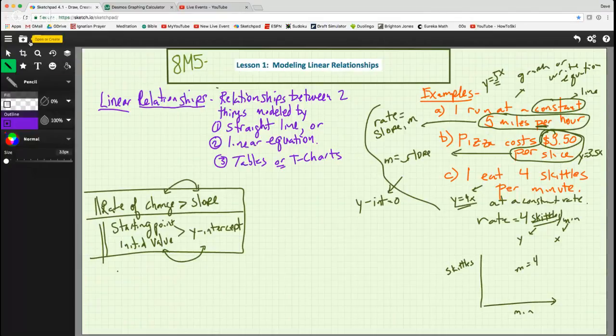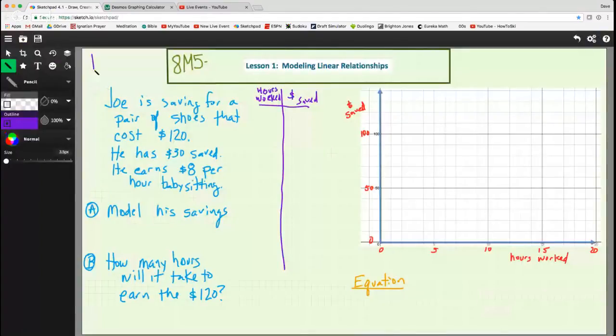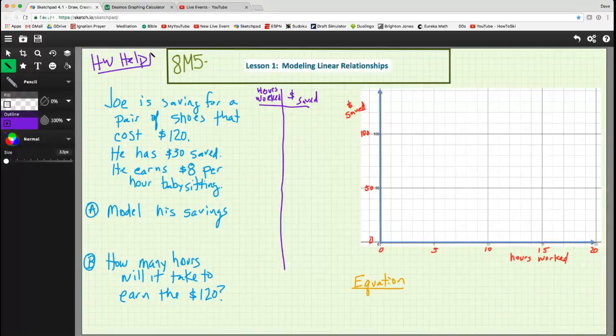So let's look at 3 examples. I don't think I labeled these homework help, but I'm going to go ahead and write these as homework help, because the homework is going to be similar to all 3 of these problems. So what do we have here? We have a T-chart. Here we're going to have an equation that we're going to write. And here we have, obviously, a graph.